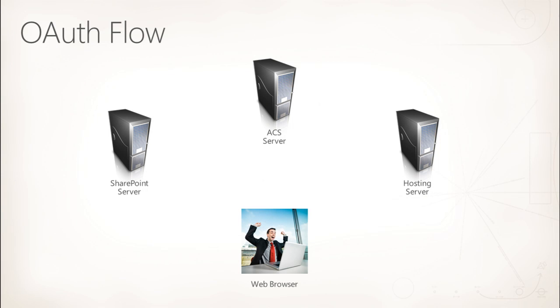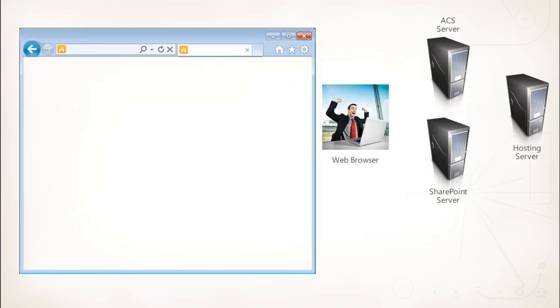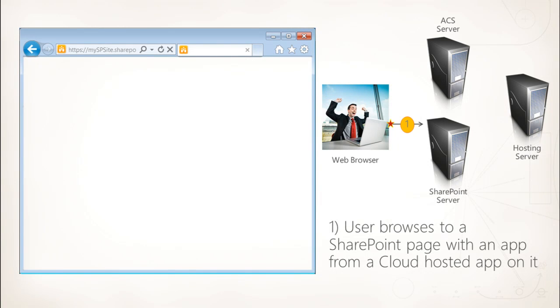I've also got the hosting server, which in our scenario here today will be my PHP server, where my application is running on PHP that needs to get back into SharePoint. So let's walk it through real quick. Actually, it's not real quick. It's about a 10-step process. The first thing that happens is our user in their web browser browses to a SharePoint page, and on that SharePoint page, there is an app that has a cloud-hosted app inside of it.